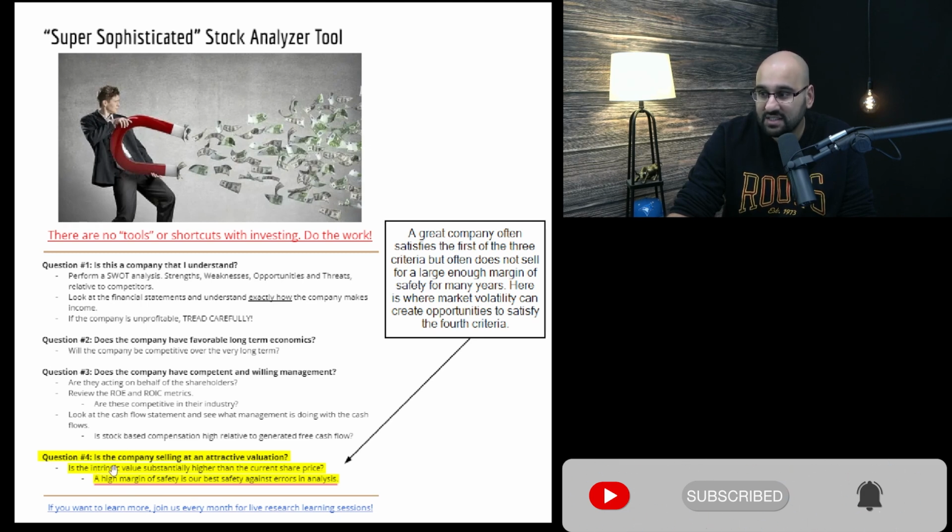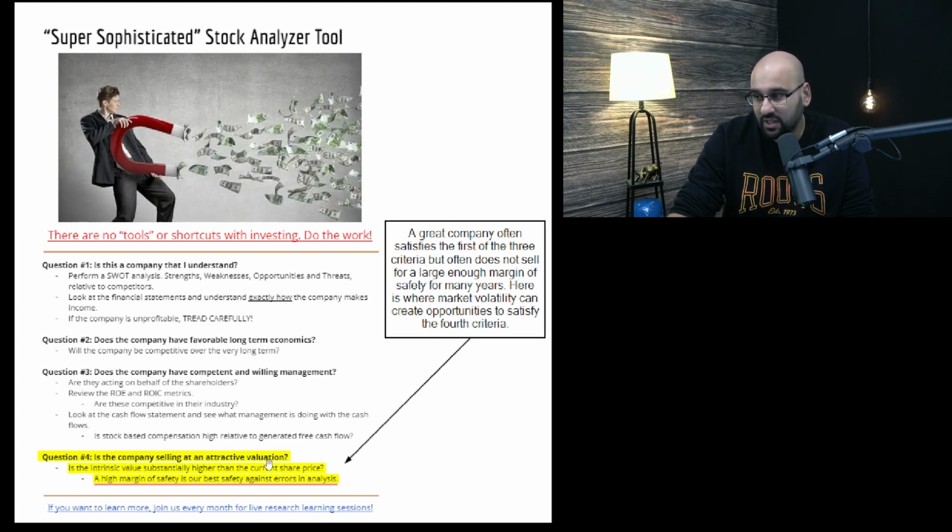And the question is, is the company selling at an attractive valuation? Well, the underlying assumption here is first you've built a model on it, or you have a good understanding of the company's value. You don't necessarily need to build a model on it. I really like building models on companies because I'll see things that I may miss just from reading the financials, but it's up to you how you want to do this.